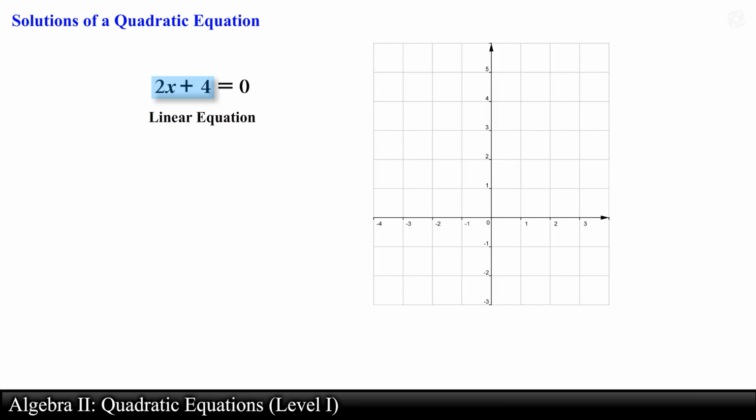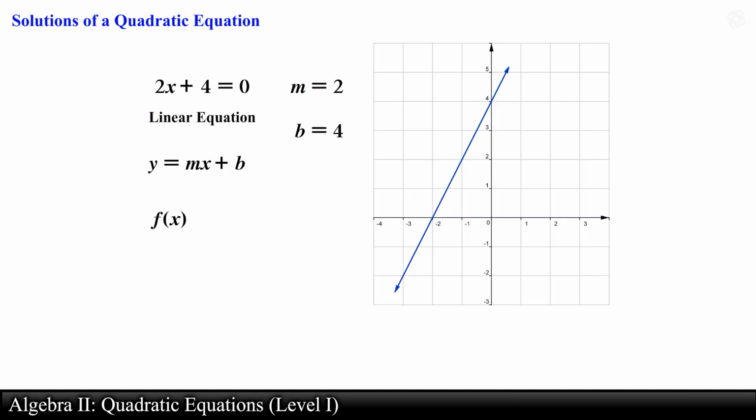Noticing that the left-hand side of the equation is nothing more than a line of the form y equals mx plus b, where m is the slope and b is the y-intercept. In this case, our slope is equal to 2, and our y-intercept is equal to positive 4. When you're solving any equation in algebra, you're actually trying to figure out where a specific function, in this case the line 2x plus 4, is equal to 0. In other words, where does it cross the x-axis? So looking at our graph, it seems that this occurs when x equals -2.